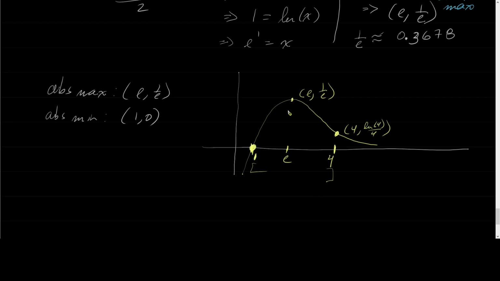the absolute max is this value. The relative max, also this value. Absolute min, this value. Relative min, none. There's no relative min here. And this value over here is nothing, but it was a contender for an absolute max or min. All right, so that is how to find absolutes and relative max and mins. And that is the end of 4.1.